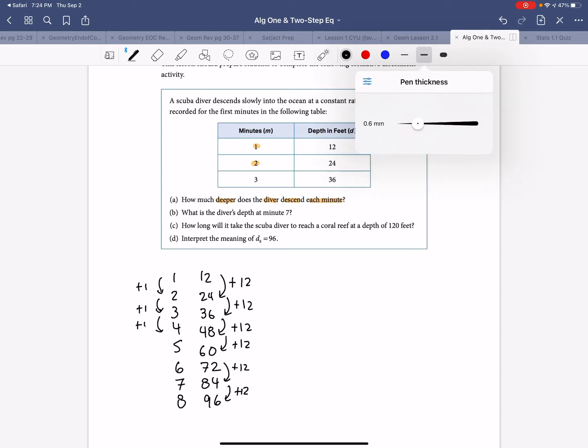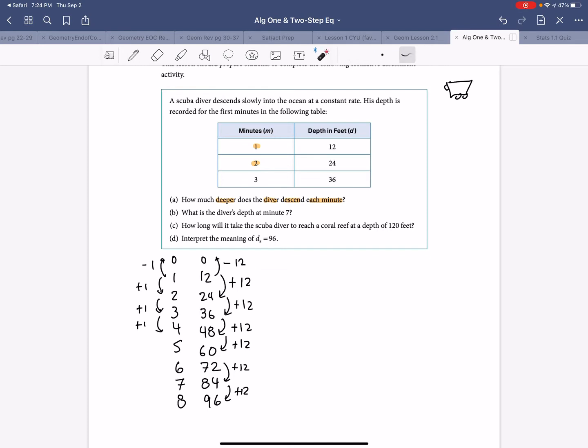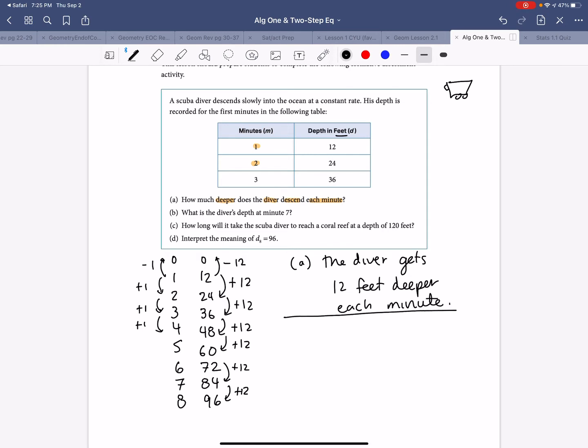We also talked about working in pattern in reverse. So instead of adding, if I go in reverse, I could subtract 12. Or on this side, I subtract 1. So at minute 0, you're back at 0, which also helps us see that in the first minute, we went down 12. So A: the diver gets 12 feet deeper each minute. All right, that's what it says in the table.